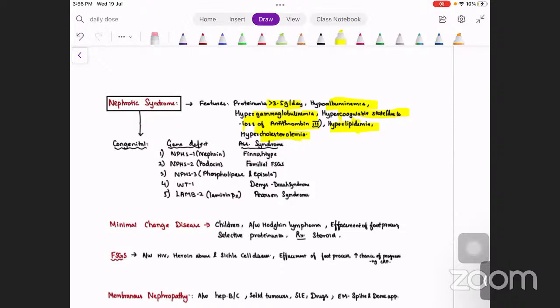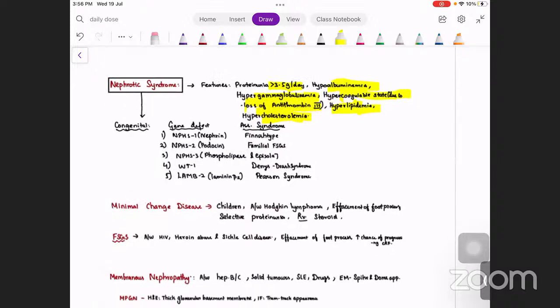So here I have marked the highlights of the case, whatever clues you may see in the cases. First, congenital associated syndromes: Finnish type, NPHS1 defect; NPHS2, familial FSGS; NPHS3, which is your episola; and apart from that WT1, Wilms tumor, Denys-Drash syndrome; and LAMB2, which is Pierson syndrome.